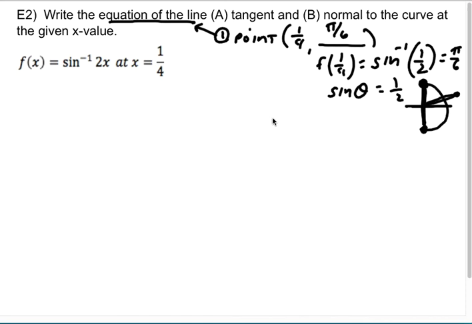The second thing we're going to need is a slope, right? So that's the first half. That's the half that's not technically calc, although it does definitely use your pre-calc skills. The second thing I'm going to need is the slope, right?